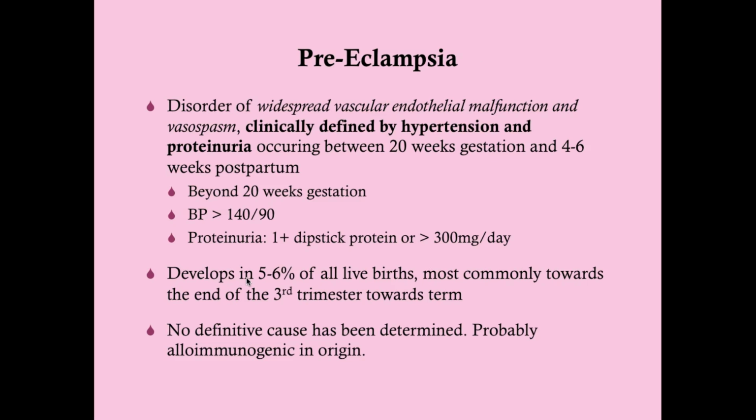Preeclampsia develops in about 5 to 6% of all live births, although in a substantial number of these, it may not be diagnosed just due to poor prenatal care. Most commonly, preeclampsia is going to be diagnosed towards the end of pregnancy. So we look for it for the first time at 20 weeks gestation, but just because she doesn't have preeclampsia at 20 weeks gestation doesn't mean we stop looking for it, because she may develop it at 32 weeks, or maybe at 34 weeks, at 36 weeks.